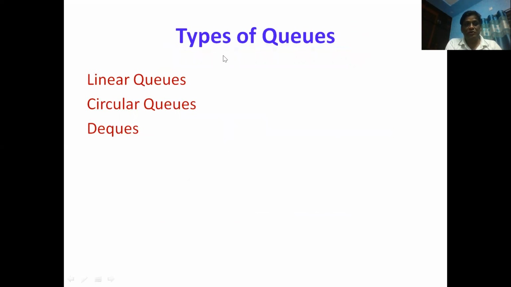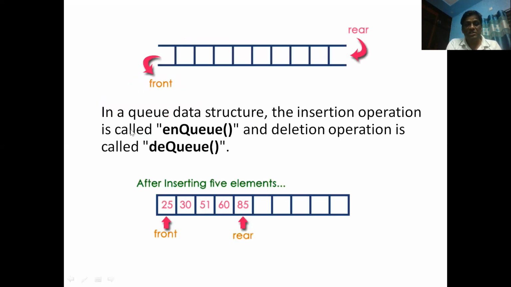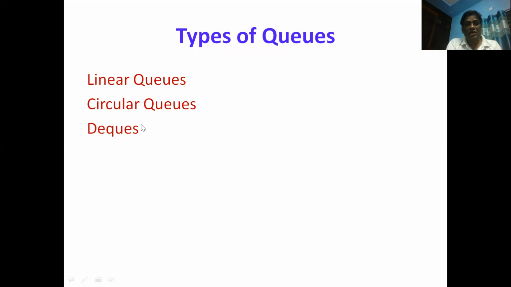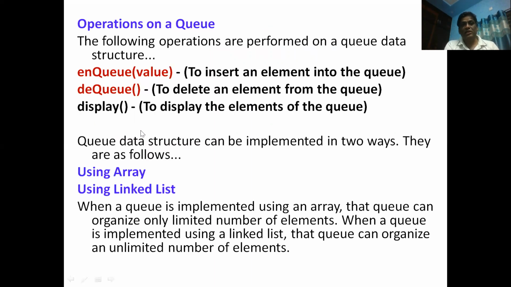There are three types of queues that we can implement: linear queues, circular queues, and DEX. The third one is DEX, which stands for double-ended queues. You need to understand the difference between DQ and DEX. DQ is an operation representing the deletion of an element from the queue, whereas DEX is a type of queue which represents a double-ended queue. We'll see how these work later. So let us begin with the linear queues.